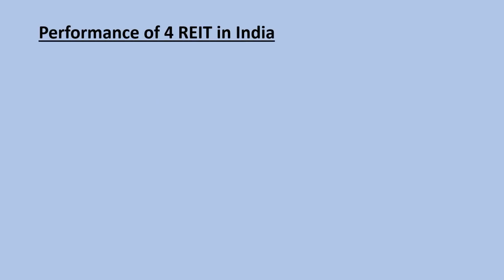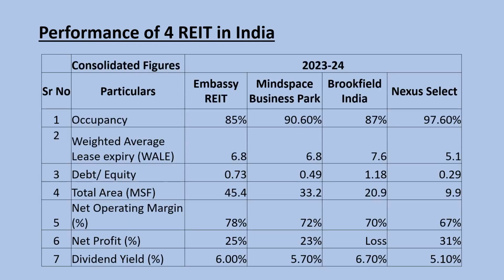Now let us see the performance of 4 REITs in India. Now this I have given for the financial year 23-24 on a consolidated basis. You can pause the video and see the different REITs, what are the occupancy rates, what is the WALE, what is the debt equity ratio, what is the total area. This is in millions of square feet which is owned by the REITs. Then what is the net operating margin, what is the net profit, and what is the dividend yield. I suggest you pause the video and have a look at this. These are all the current figures for the financial year 23-24.